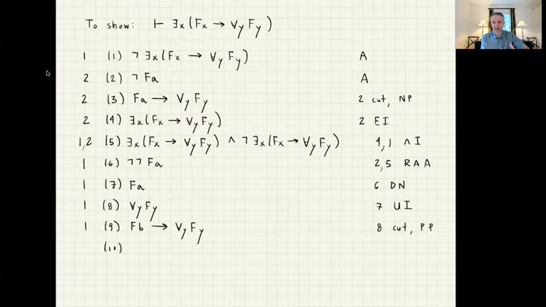Okay, now once again, I have a contradiction with line 1, but in this case, there's no auxiliary assumption. Line 1 leads to the negation of line 1. So line 1 is going to be self-contradictory. So there exists x such that if Fx, then for all y, Fy. So that's 9, existential introduction.